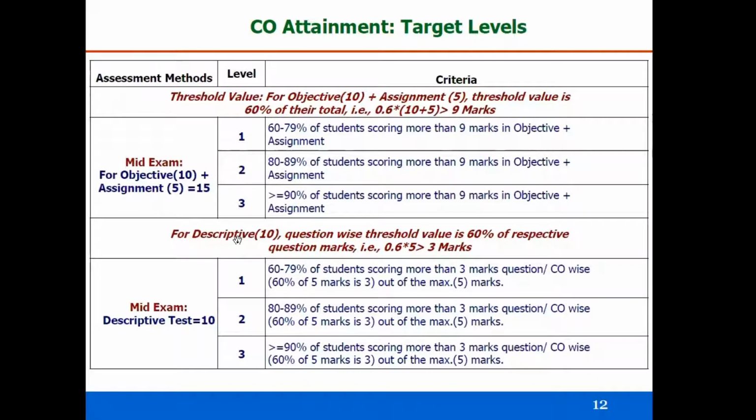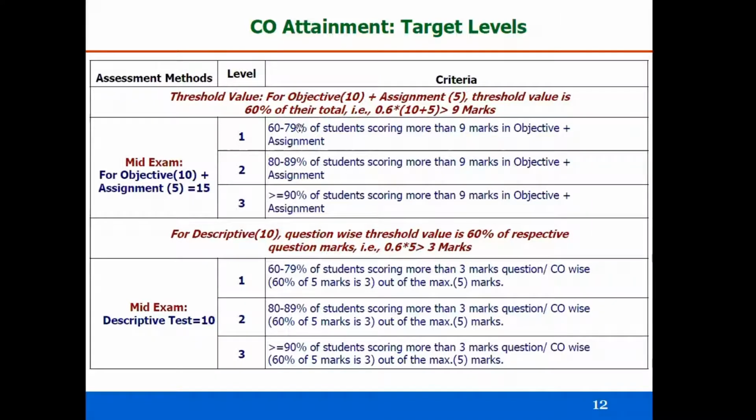Then for the descriptive test, here theory questions are there, for 10 marks. For this also we take 60 percentage. So 0.6 into 5, so minimum 3 marks and above. So how many students secured 3 and above in the mid exam out of 10 marks for the descriptive test? Based on this threshold value, the target levels are defined like this.